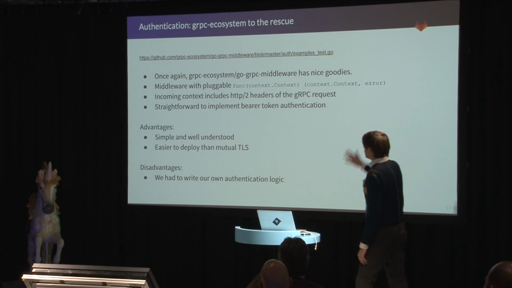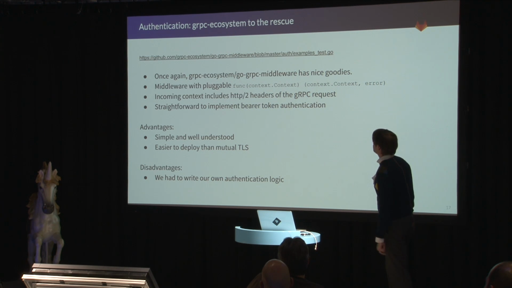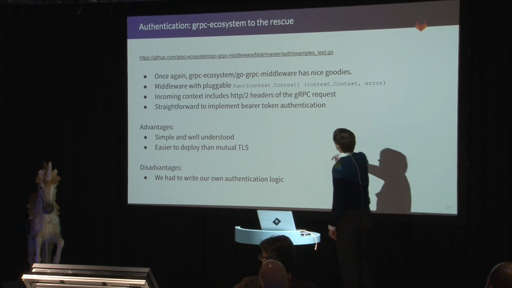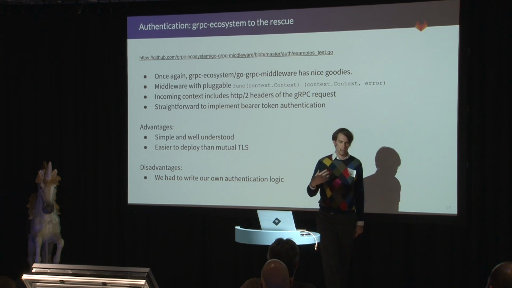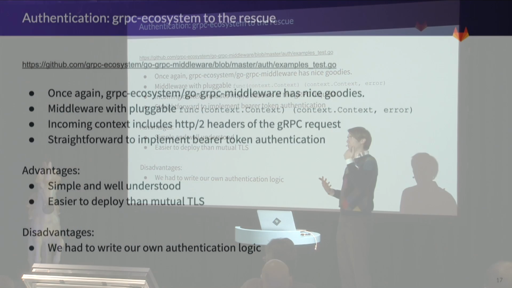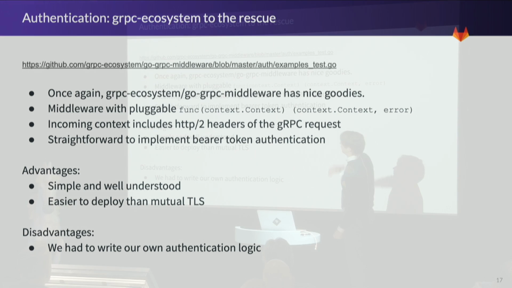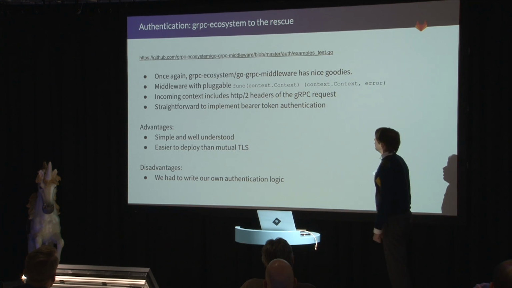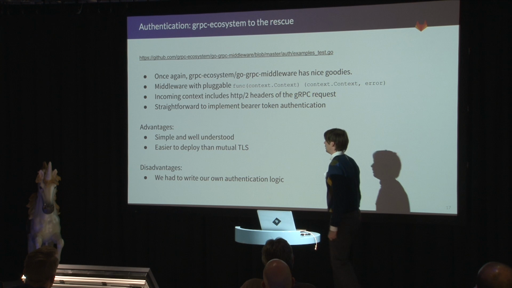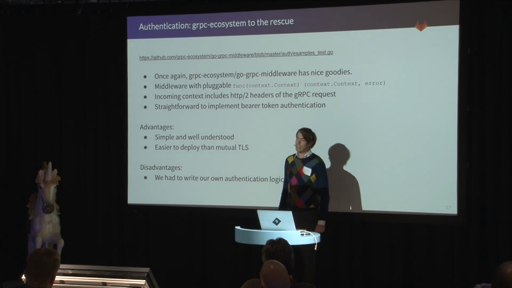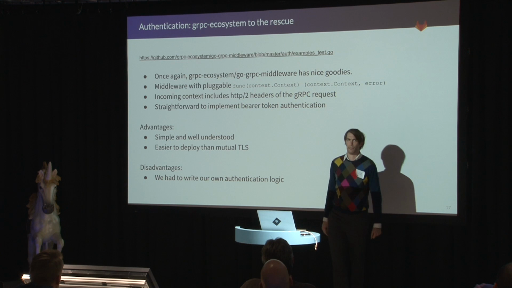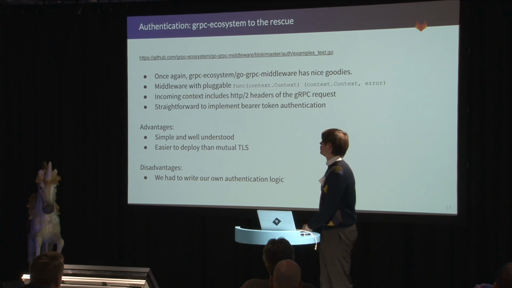The good thing is that the gRPC ecosystem has a middleware for that. All we had to do is write a function that gets a context, and the context has the headers from gRPC. Then it can return an error with the gRPC code saying permission denied, or okay, and then it goes through. It's a really nice little interface, and we plug that into the middleware, and then we have authentication. So that was good, and it's easier to deploy for everybody. But what is not nice is that we have to write authentication logic and be super careful, because security.